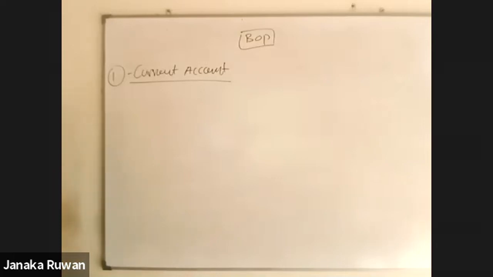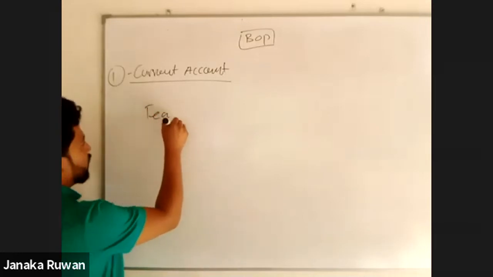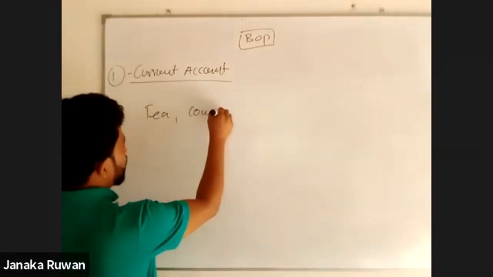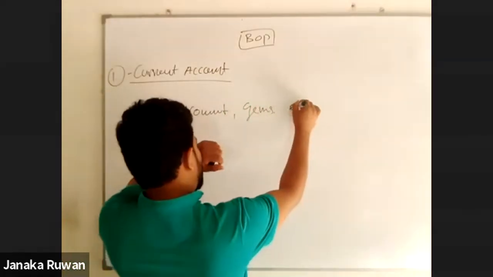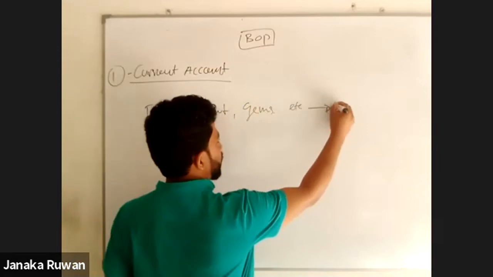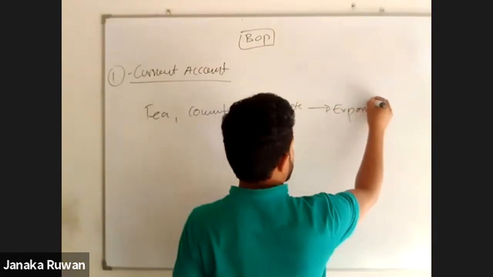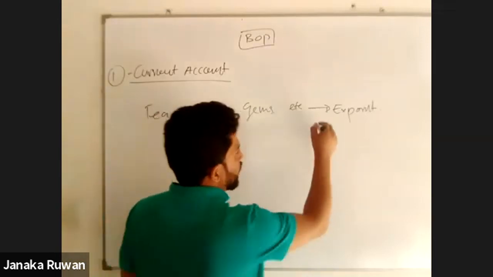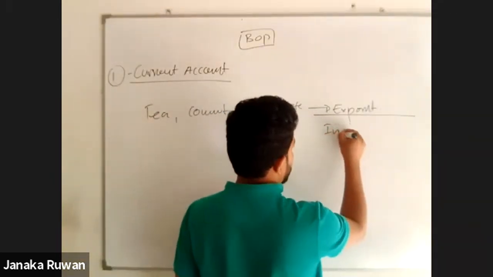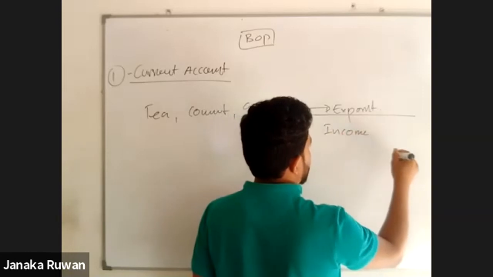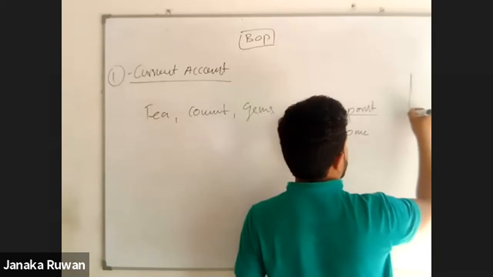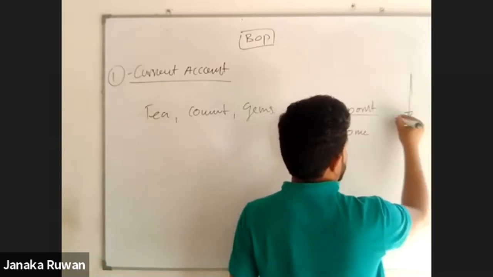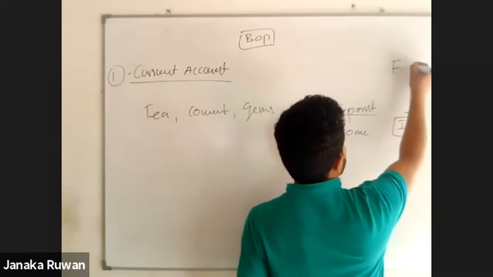We know that some exports will be there. We already know that tea, coconut, gems, etc. will be exported. It will bring good income. That means the cash flow, the foreign currency, will come in.